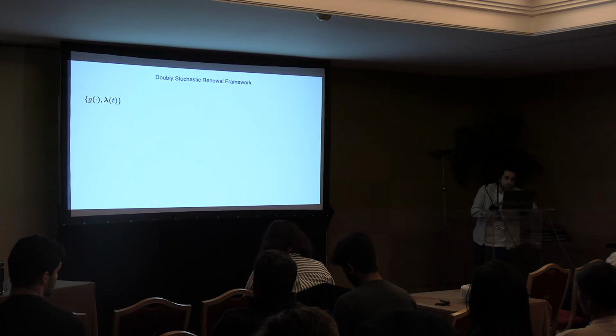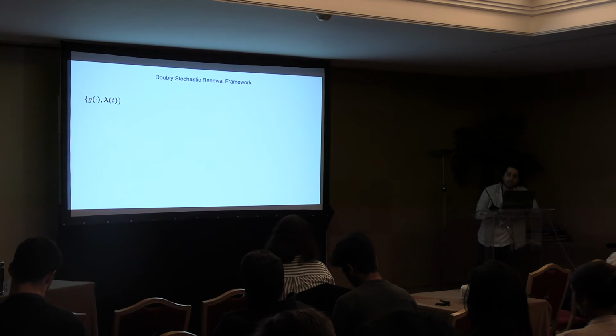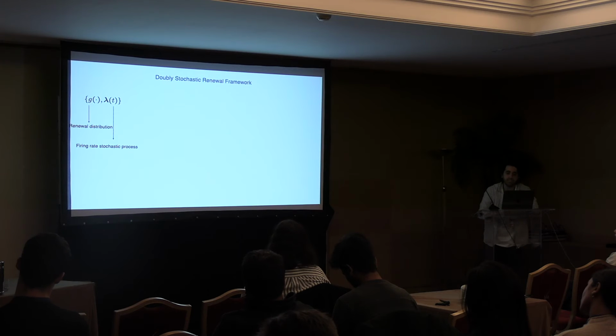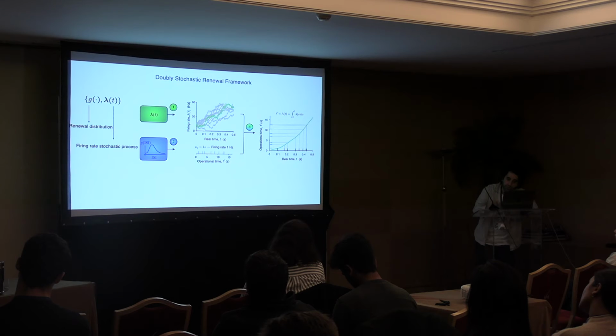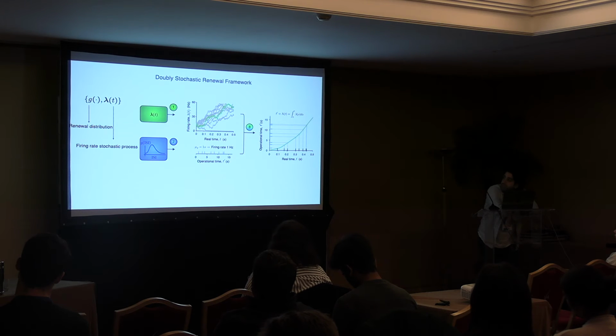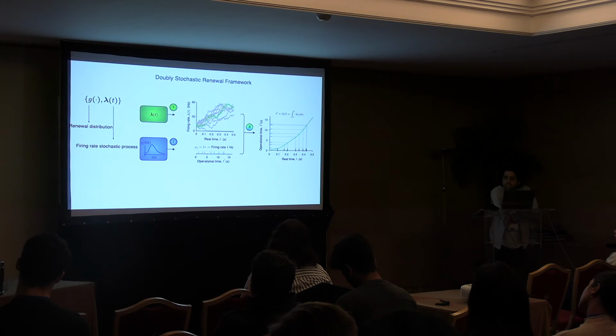Okay. What is the double stochastic process? The double stochastic process is a pair, here shown by G, a renewal distribution, and lambda, which is a stochastic process for a single trial firing rate, and a three-step algorithm to generate the spikes, similar to the inhomogeneous process. In the first step, we use lambda to generate the single trial firing rate, which here is shown by the green curve. In the second step, we use this renewal distribution G to generate inter-spike intervals.